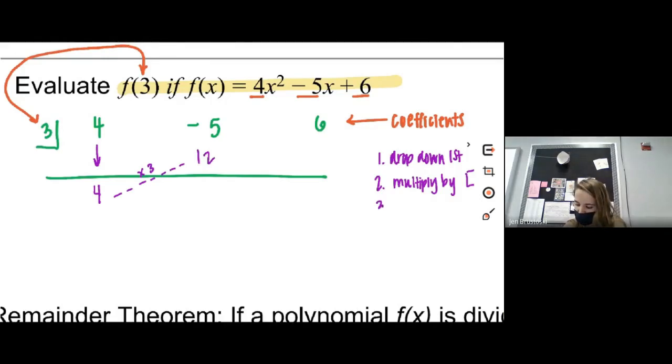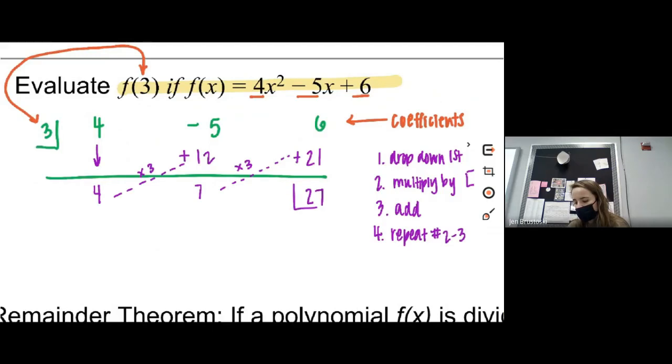Then step 3 is add going down. So I'm going to add -5 and 12, which gives me 7. Then step 4 is repeat steps 2 through 3 until finished. So we added 12, got 7. Then we do 7 times 3 on the diagonal. What's 7 times 3? 21 plus 6? 27.